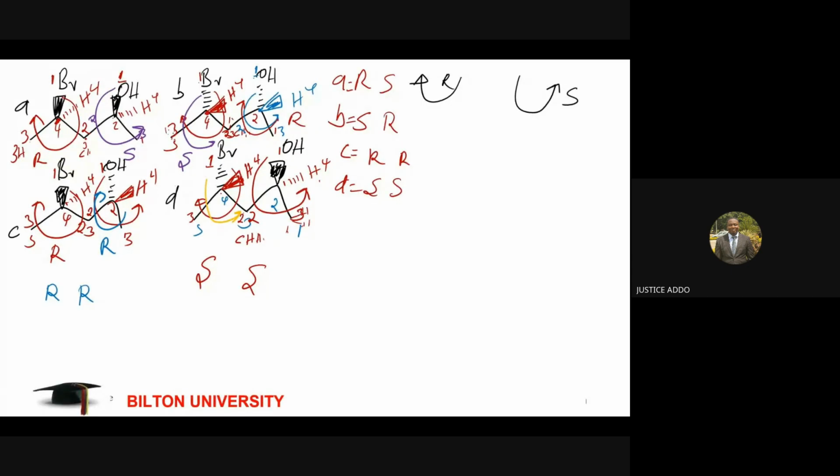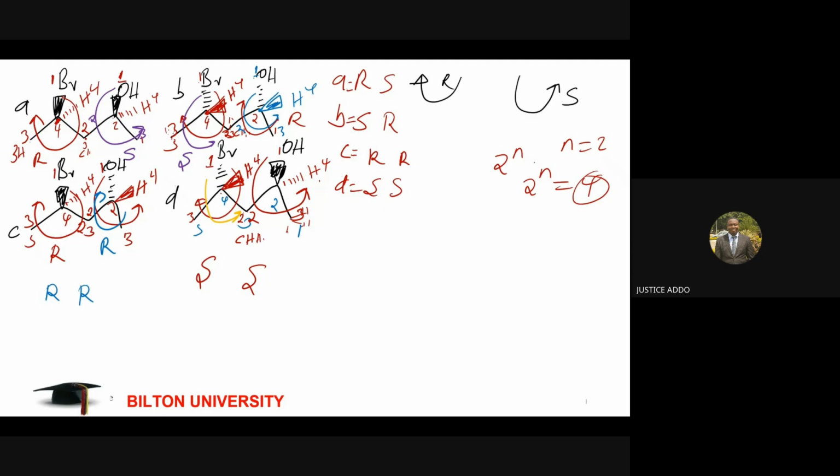In each molecule, either A, B, C, or D, there are two chiral centers, right? So if there are 2 chiral centers, remember we said 2 to the power N gives us the maximum number of stereoisomers, and N represents the number of chiral carbons. In each molecule, N is equal to 2. So 2 to the power N is equal to 4, and therefore the maximum number of stereoisomers that you can get is 4.